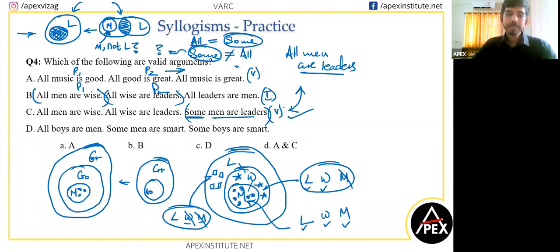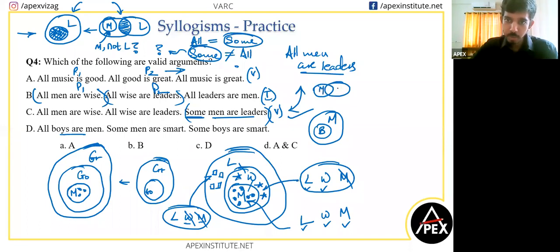Then we have the last one. All boys are men. Okay, let's clear the slide. Let's put it here. All boys are men, and some men are smart. So this is men and this is smart, and these are the men who are smart. So can we put this here? Yes, we can say this can be smart and some men are smart.